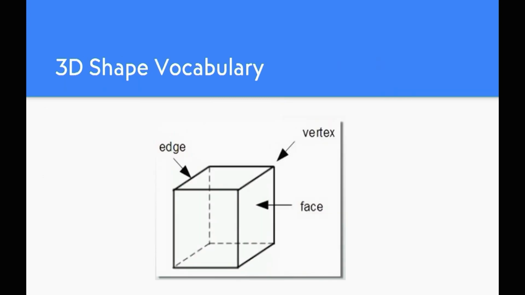The face of a three-dimensional shape looks like a two-dimensional shape. This cube is made up of squares. Each face is a square. There are 6 faces on this cube. Cubes have edges. Edges form when 2 faces meet. You can trace the edges of any 3D shape with your finger.